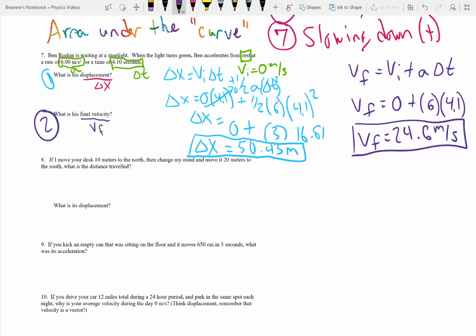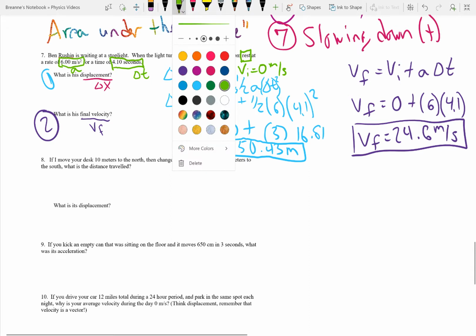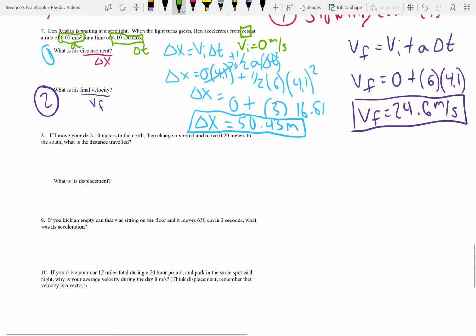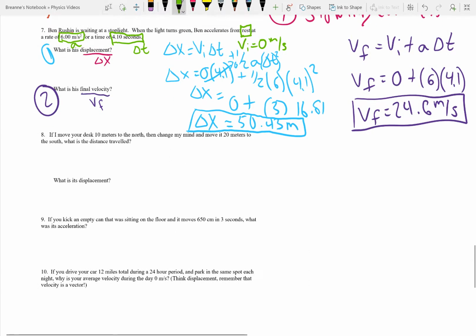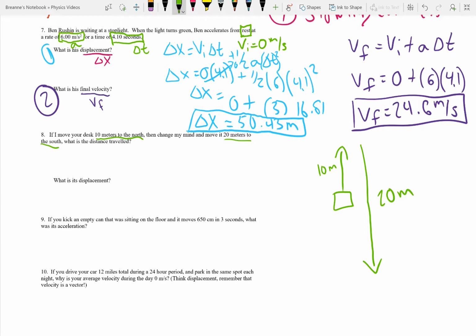Woohoo! So let's keep going. We're almost done. 2 more problems. We got this. So if I move your desk 10 meters north, and I change my mind and move it 20 meters south, what's the distance and then what's the displacement? So I like drawing things out. So we have a desk. So I move it 10 meters north. And then I move it 20 meters south.